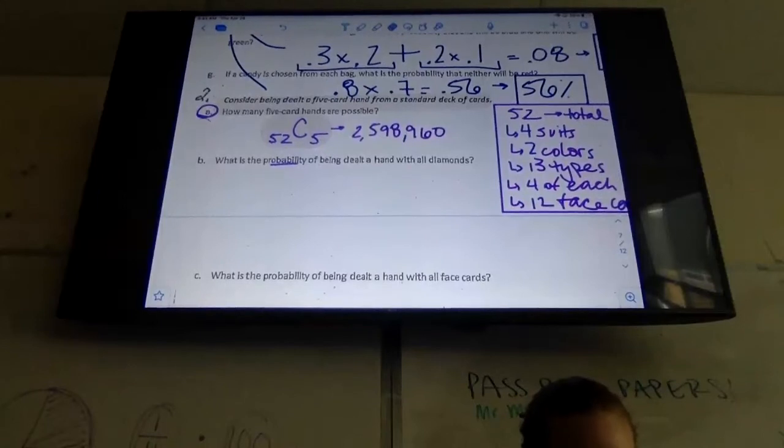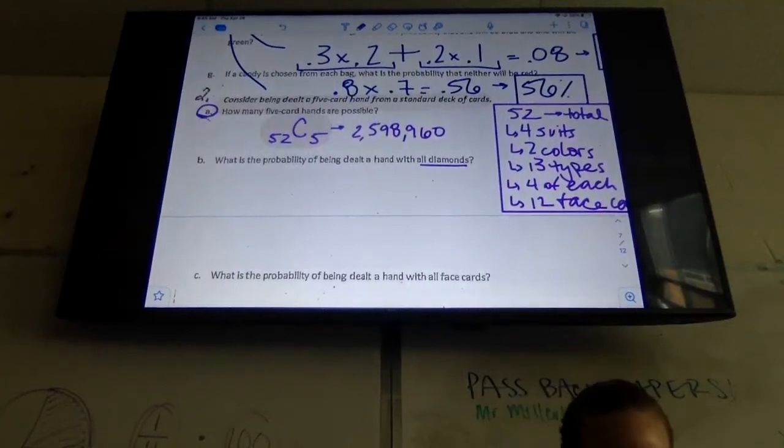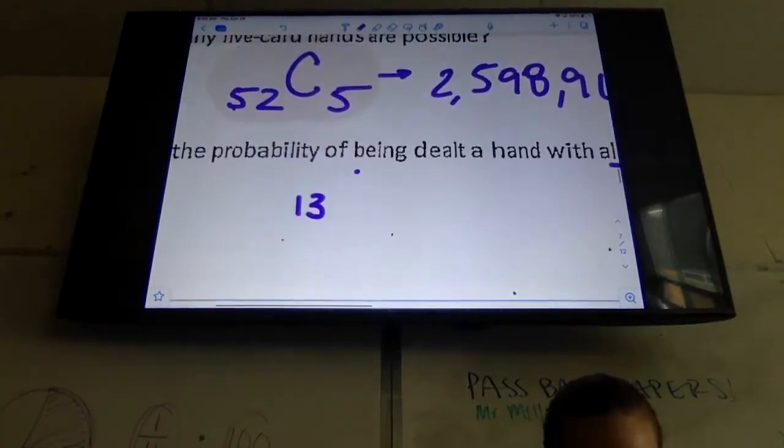All right, so next problem. What is the probability of being dealt a hand with all diamonds? How many diamonds are there in the deck? 13, and we want how many?